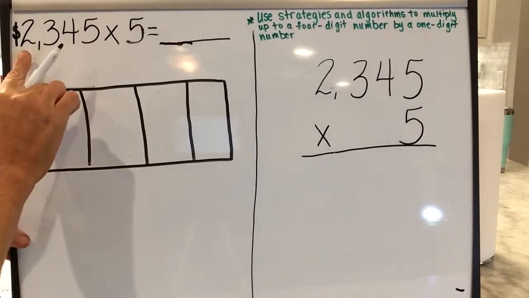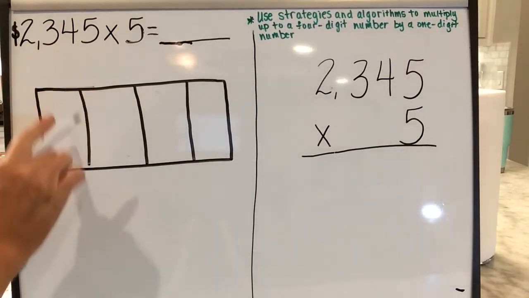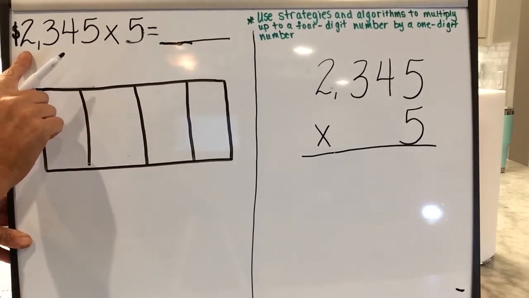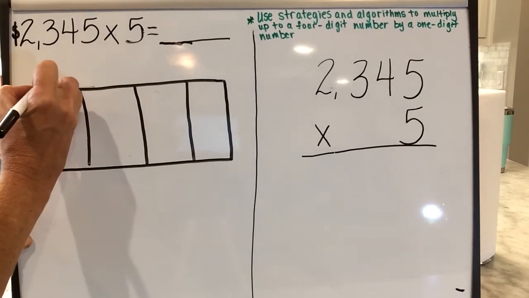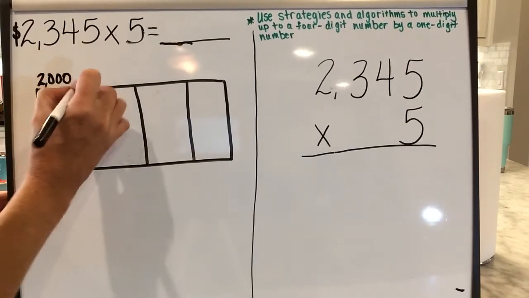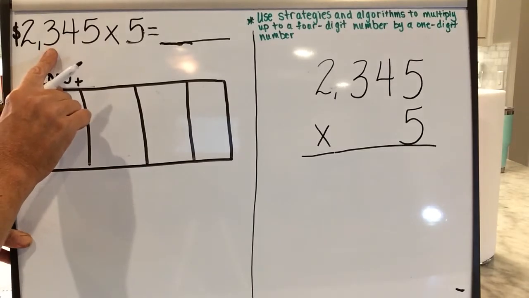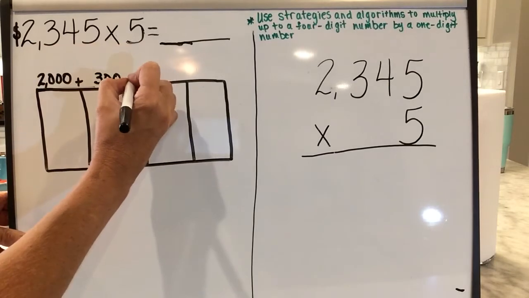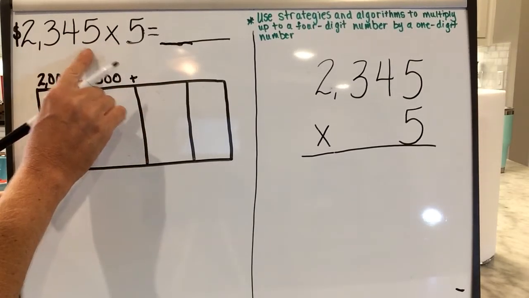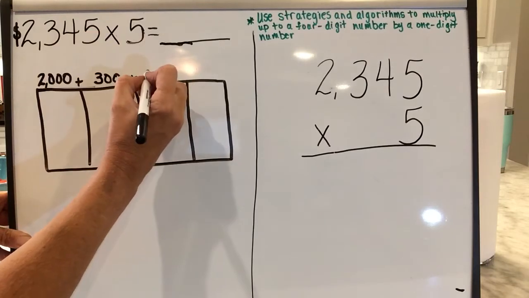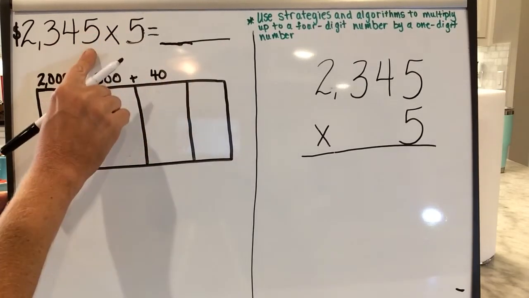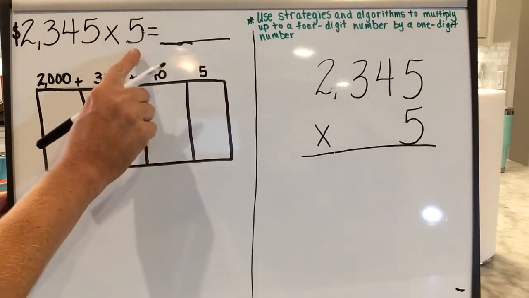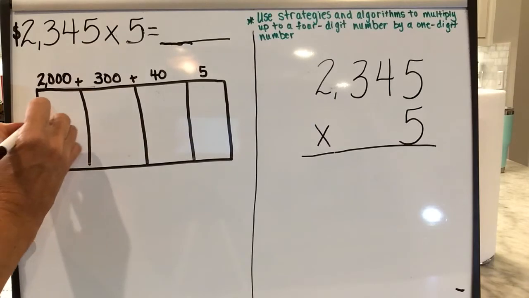So we're going to take the value of each digit, and I have 4 digits, so I have 4 squares for each digit. And the value of the 2 in this number is 2,000. So I'm going to write 2,000 here. And I'm going to add it to the value of this digit, 300. And so you might notice right away that I'm doing expanded form of 2,345. The value of the digit 4 in this number is 40. And I have 5, the value of that digit is 5. And I'm going to multiply that times 5. So I'm going to multiply that right here.